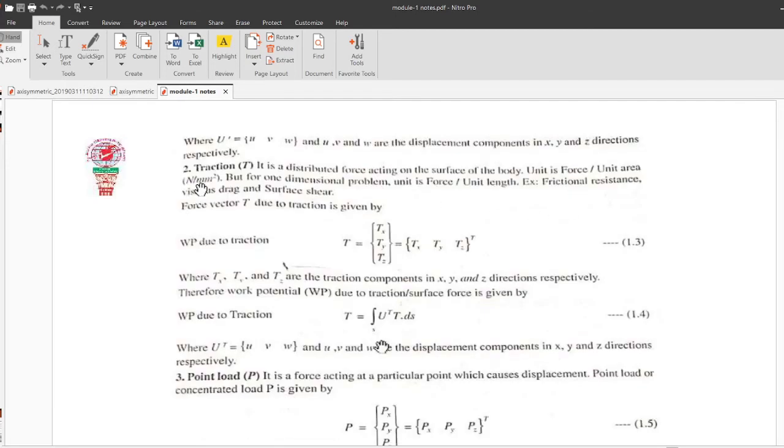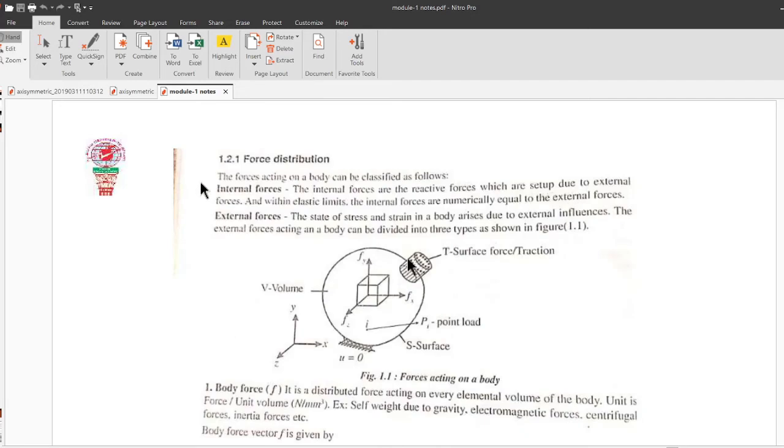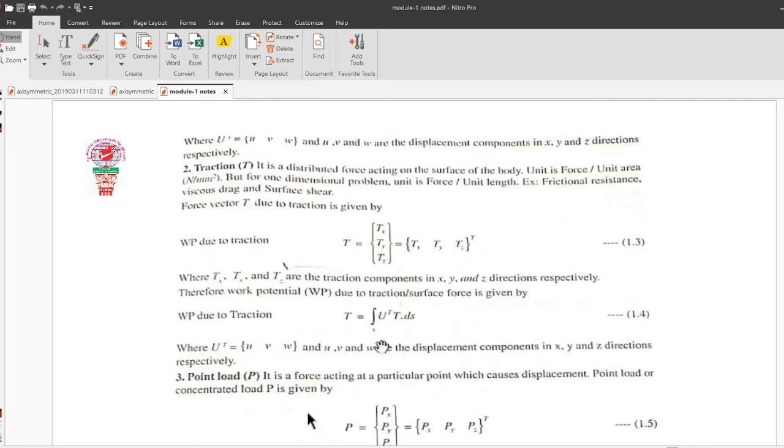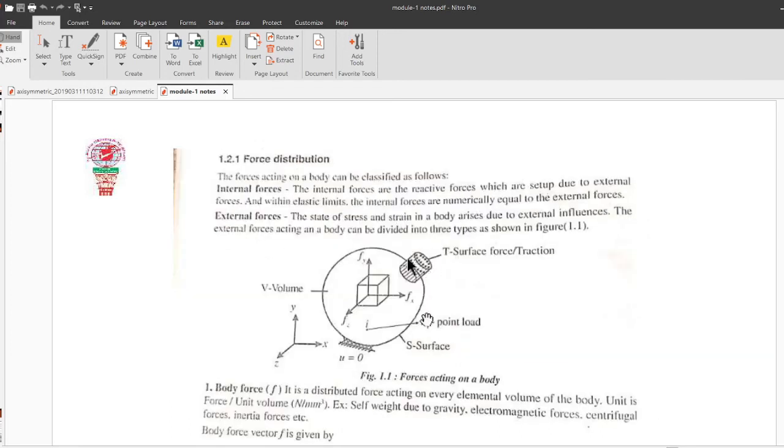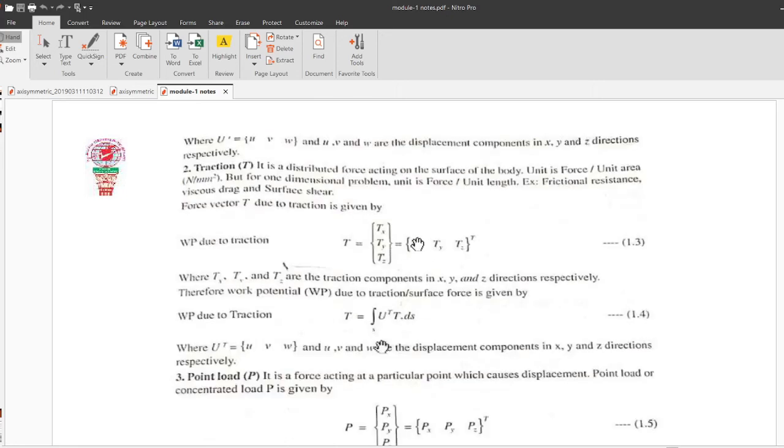Therefore, the unit becomes Newton per mm square, whereas in the case of body force it is Newton per mm cube, because it acts with respect to the volume of the body. Therefore, the corresponding traction forces along the x, y, z directions are Tx, Ty, Tz, which we represent in matrix form.